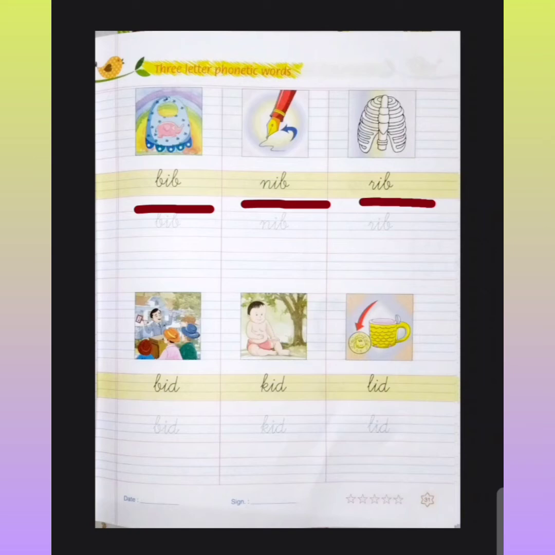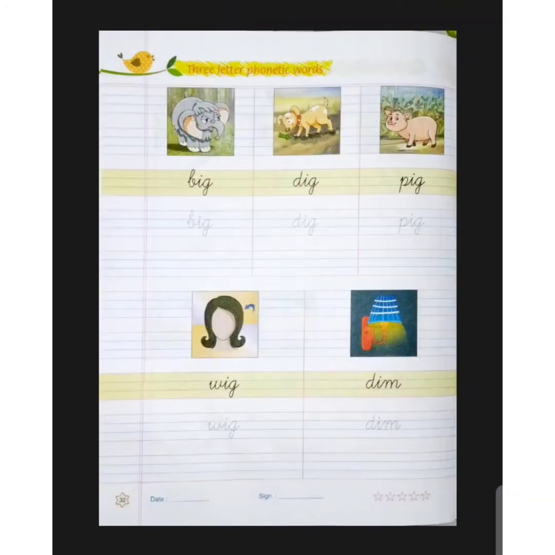नाउ द नेक्स्ट इज रिब. रिब आई हैव ऑलरेडी टॉट यू. नाउ द नेक्स्ट इज बिड. बिड मीन्स बोली लगाना. नाउ द नेक्स्ट इज किड. किड ऑल्सो यू हैव डन. नाउ द नेक्स्ट इज लिड. लिड भी हम लोगों ने पहले सीख चुके हैं. लिड मीन्स ढक्कन. So now children, we come to the next page, that is page number 32.